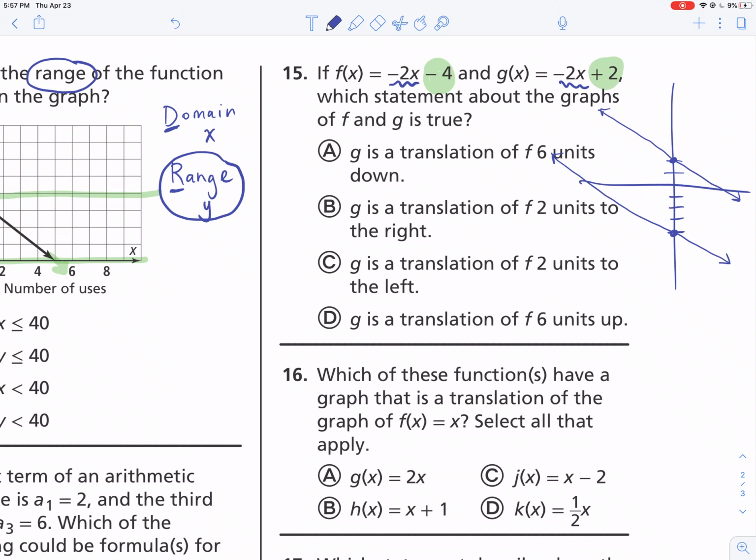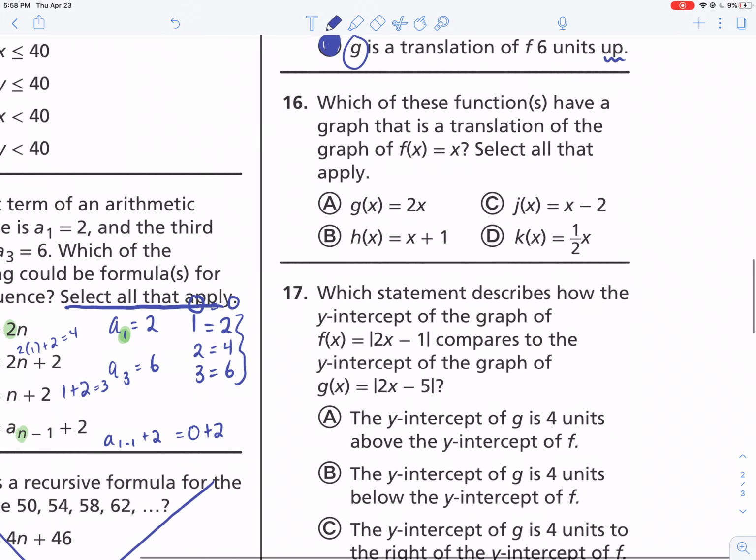To help us with this one, we're going to label this one G, and this one F, because I think we get them a little confused. So we know it's a possibility of up or down. It didn't move left or right, so we're going to get rid of B, and we're going to get rid of C. Now you just have to determine if it's up or if it's down. So we have to look at G. Where is G? Well, in order for us to get to G, 2, 3, 4, 5, 6, we went up 6 spaces, or we're translated up 6.